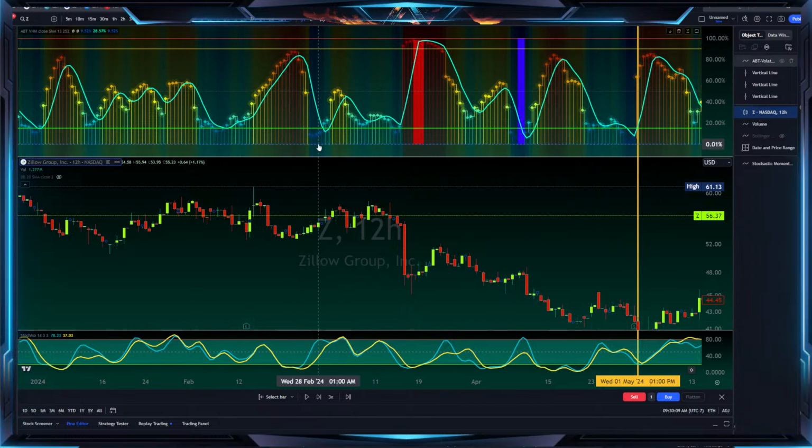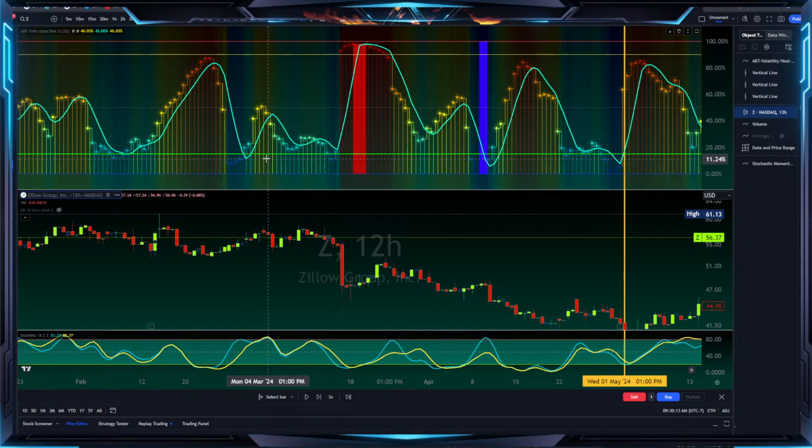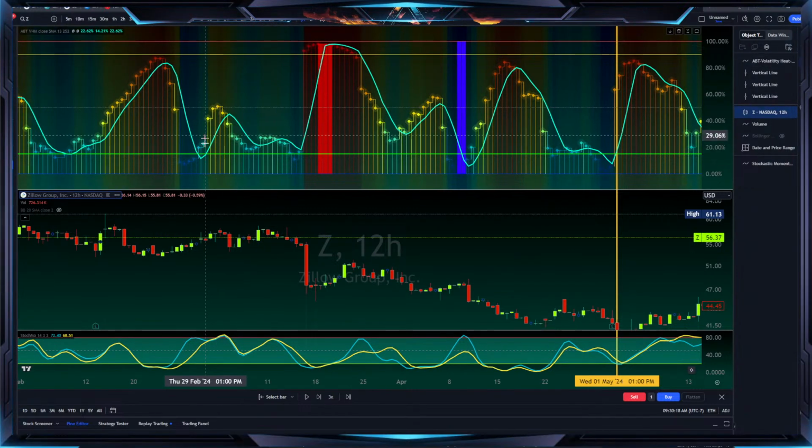Here, let's use this. Let's pretend that we're backtesting for the downside on this particular iteration. The firing of the signal would arguably be right about here.